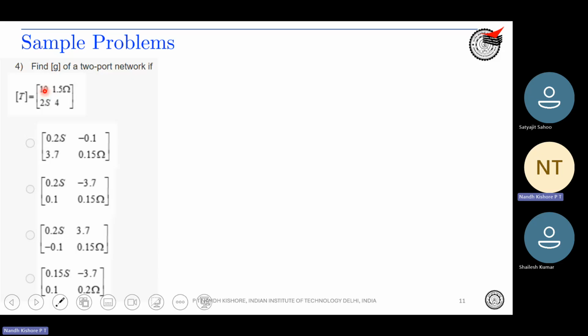So 10 is the voltage ratio, V1 by V2. And you have 1.5 ohms, which is your equivalent resistance, and 2 Siemens is again an I by V relation, and 4 is your current gain, that is I1 by I2.